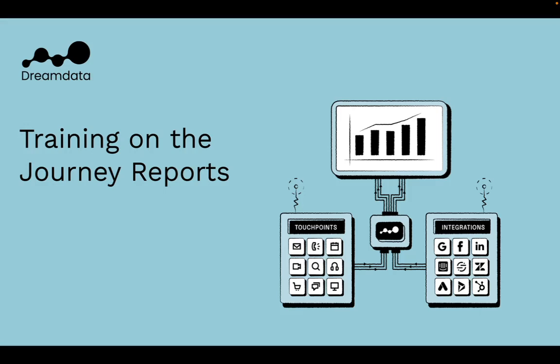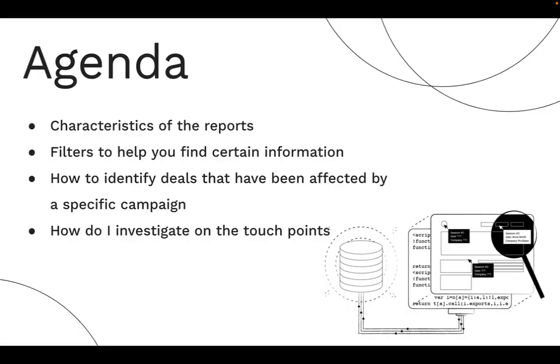This time we're going to train on journeys. And this is our agenda. We're going to look at the characteristics of journeys. We're going to look into how the filters work to find certain information. We're also going to look into the use case of if you have launched a campaign, how do I know how many deals did it affect? And then, of course, we're going to look at a journey and the different touch points and how to further investigate on them.